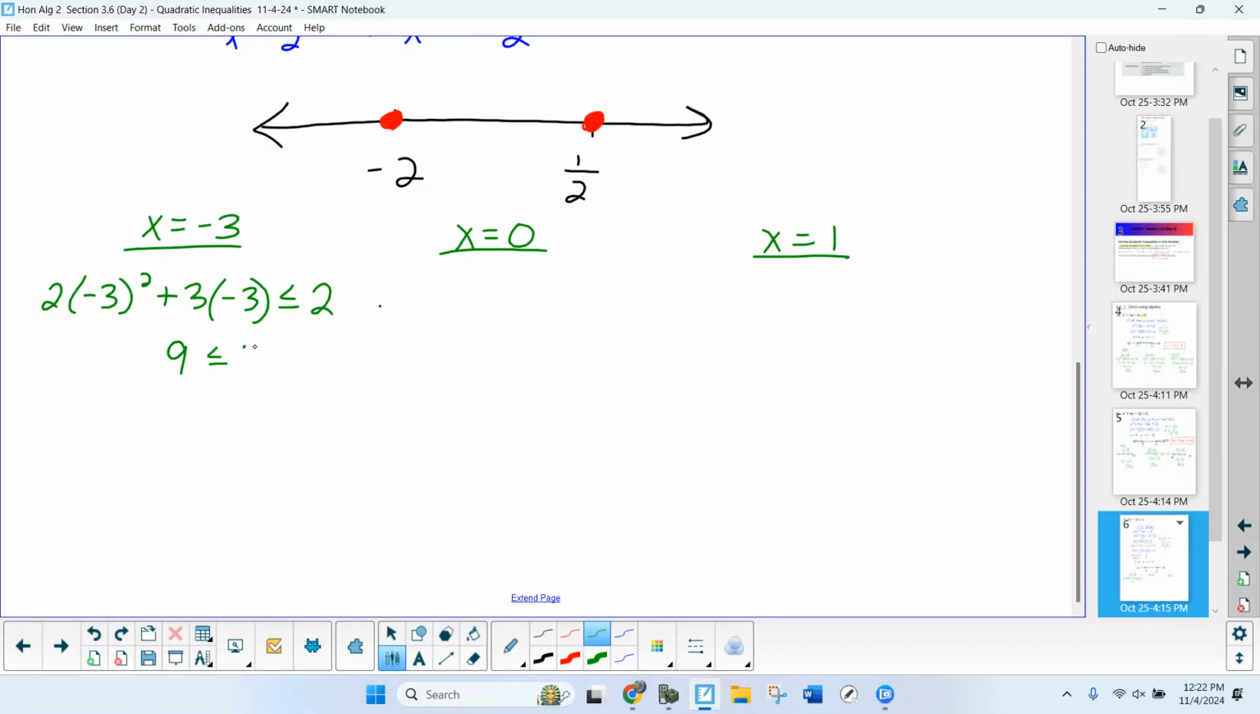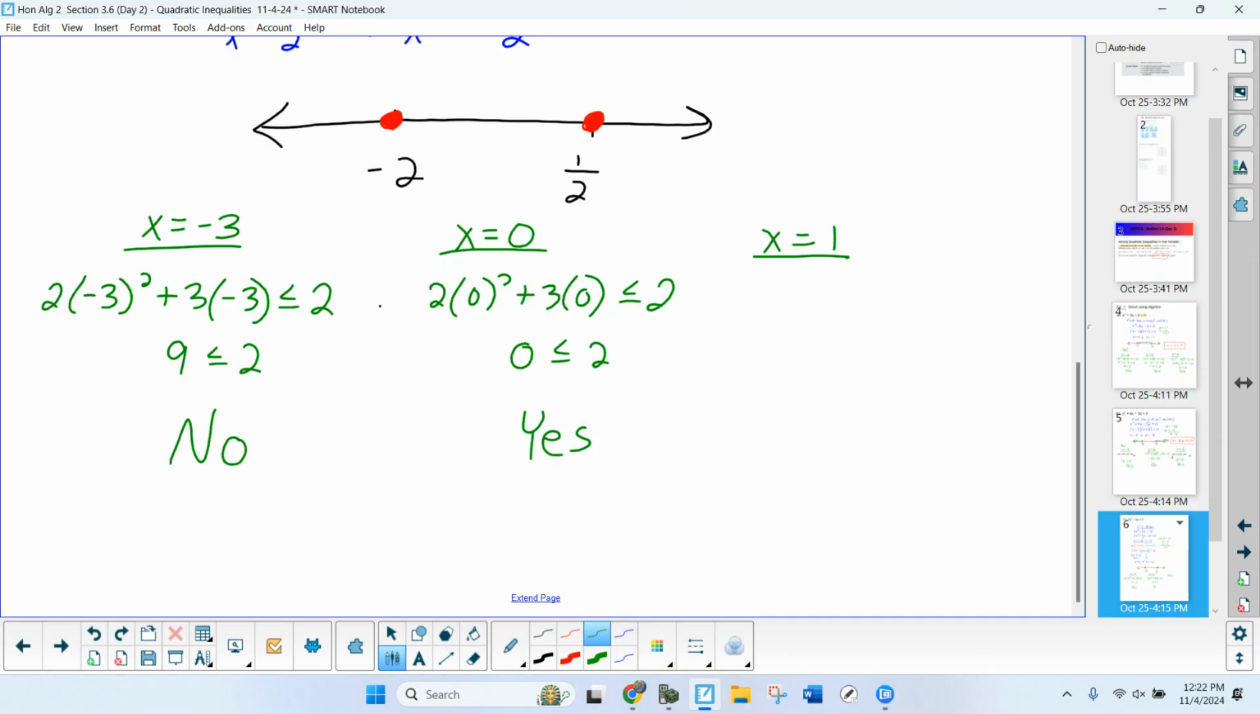9. Is 9 less than or equal to 2? Yes or no? No. Now, if I did my critical values right, it should go what? No, yes, no. If you get no, yes, yes, or no, no, no, go back to your critical values. You did something wrong. When you plug in 0, what do you get on the left side? 0. Is 0 less than or equal to 2? Yeah.